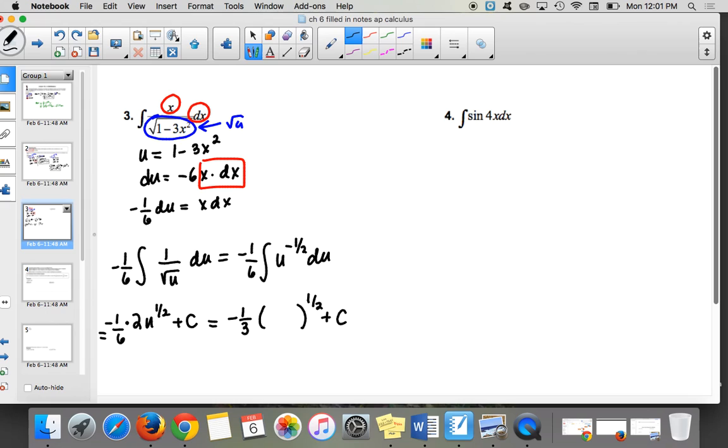So our u value was 1 minus 3x squared. And you can check if you take the derivative of that, you end up getting the same thing that was inside the integration symbol.